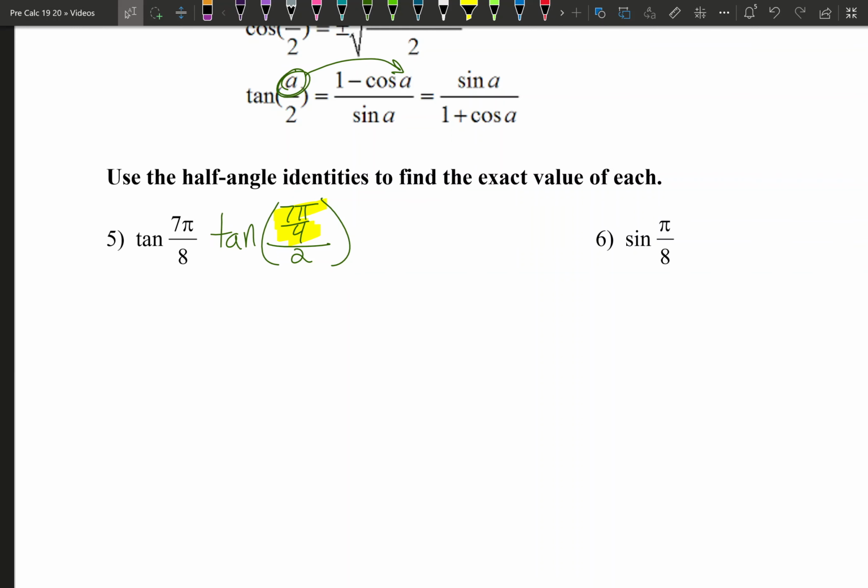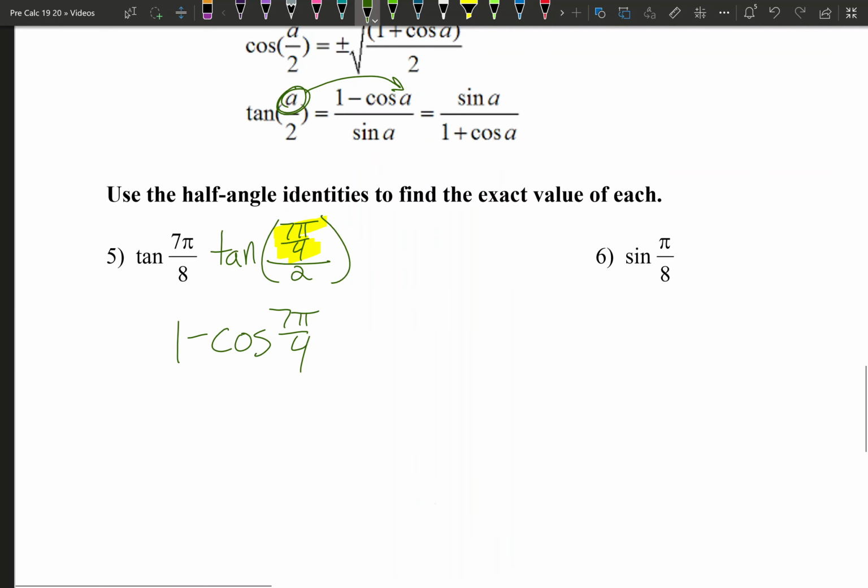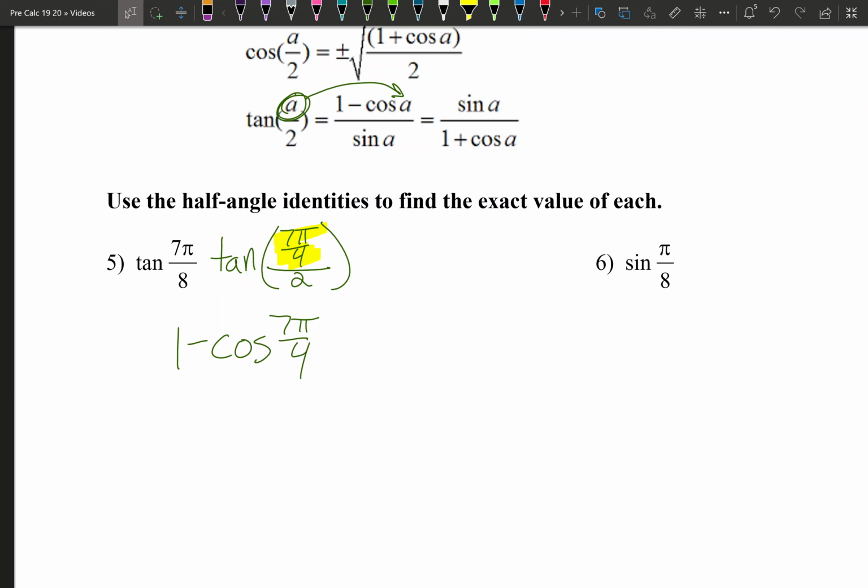Which one you're going to pick really just depends on what type of problem, what mood you're in. You could flip a coin, it doesn't really matter. In this case, let's use this first one. The 1 minus cosine of 7 pi over 4, because that is our highlighted angle. That's what's represented by this a here. So it's always whatever angle is being divided by 2. And then divided by sine of 7 pi over 4.